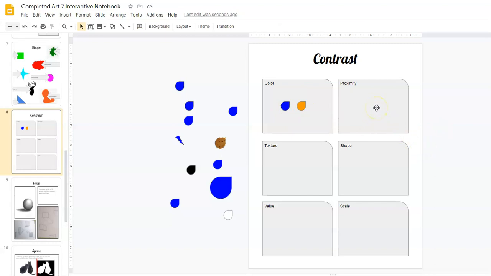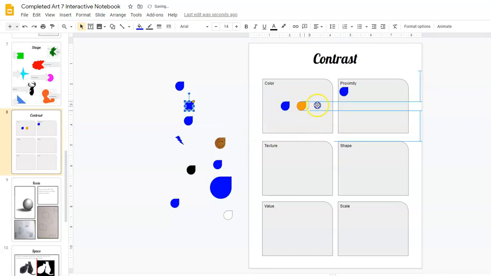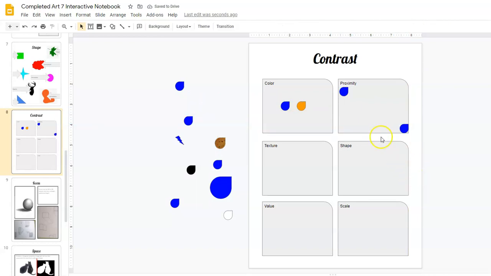Proximity just means how close or far something is away from each other. If you put objects really close together, they're going to look united, which is the opposite of contrast. United, like the United States of America, the states are all close together, except for Alaska and Hawaii. You can then take these 2 shapes and put them far apart to create contrasting proximity, the opposite of the unity.